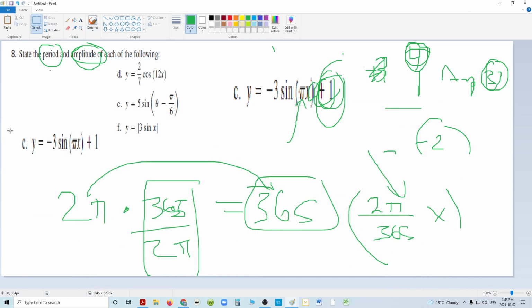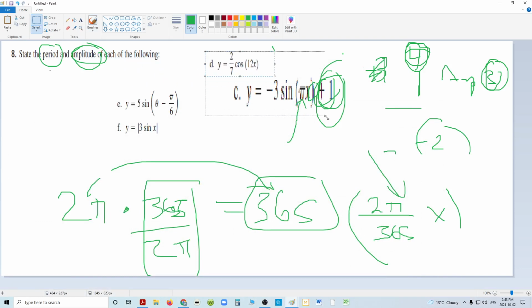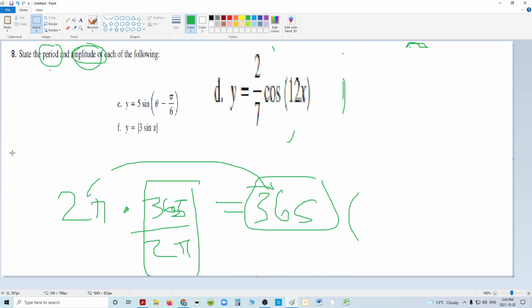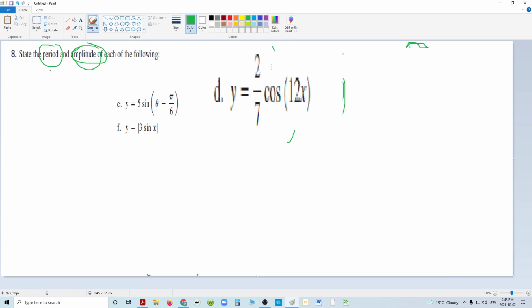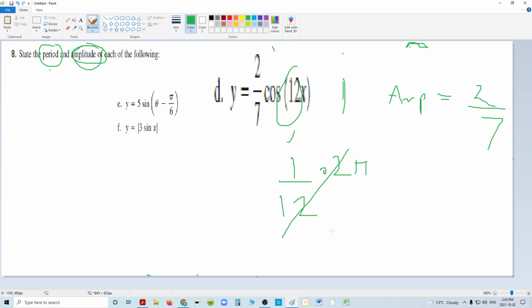Okay, look at this one. What's going on with this one? Let me get rid of everything else. This one, the amplitude is being changed by a multiplier of 2/7, which means the amplitude is 1 times 2 over 7. So that means my new amplitude is 2 over 7. But my period is not being multiplied by 12. It's being multiplied by 1 over 12. My normal period is 2 pi. It goes into there, and I get pi over 6. This is my new period.